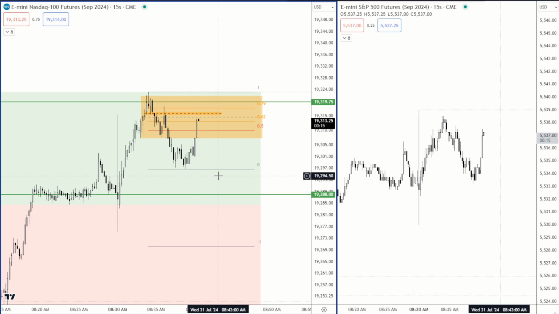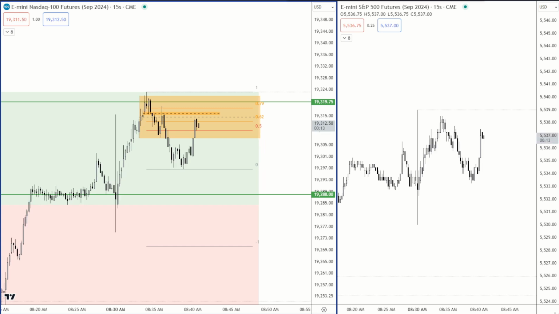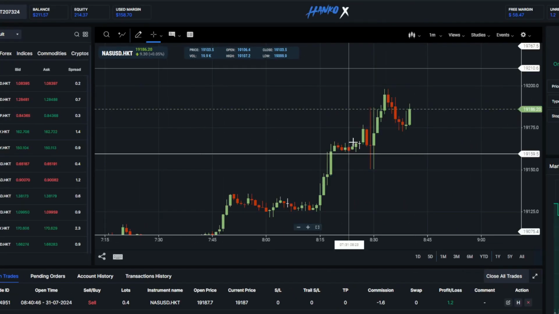Yeah, okay, so here's the retracement. I'm probably gonna look to get short in here. Just gonna wait for a candle rejection, which it looks like we're getting here. Yeah, so I'm in short with 0.4 lots, right?